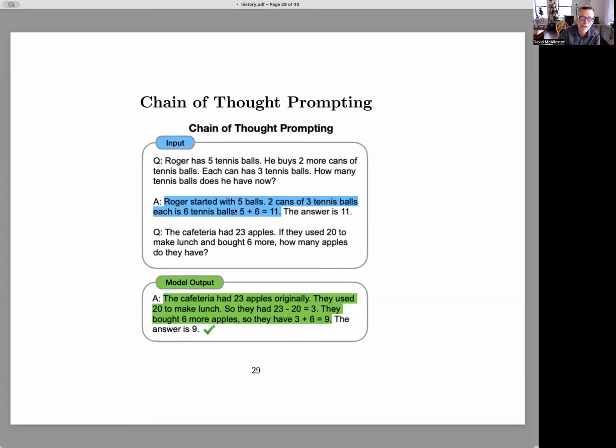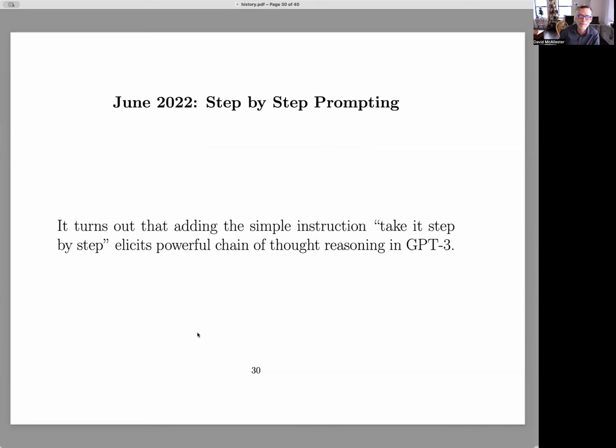But in the prompt, if the answer in the prompt contains a chain of thought, 2 cans of 3 tennis balls each is 6 tennis balls. 5 plus 6 is 11. The answer is 11. Then when the model tries to solve this problem, it lays out its reasoning. It's been prompted to state its reasoning. And when it's prompted to state its reasoning, its accuracy improves. It actually demonstrates some reasoning, and then it gets the right answer. So this is called chain of thought prompting.